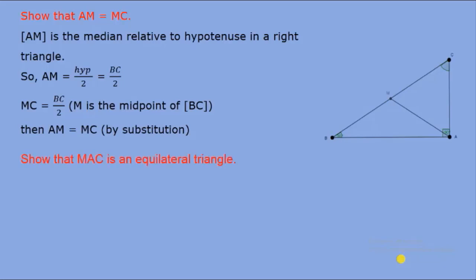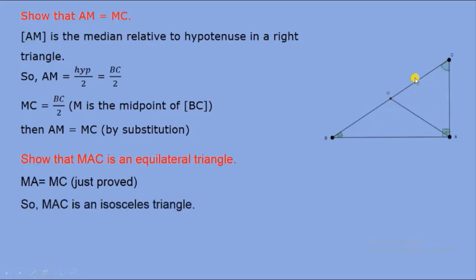The second step, show that MAC is an equilateral triangle. We have here to show that MCA is an equilateral triangle. MA is equal to MC, just proved. So MAC is an isosceles triangle. MAC is an isosceles triangle, so we need a 60-degree angle to have an equilateral triangle.